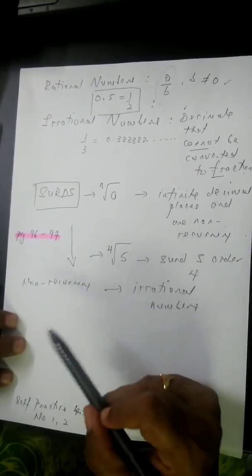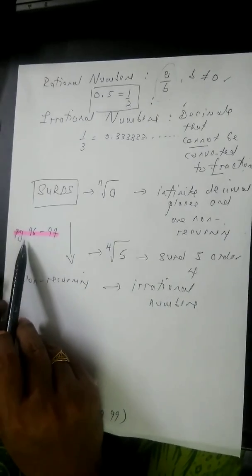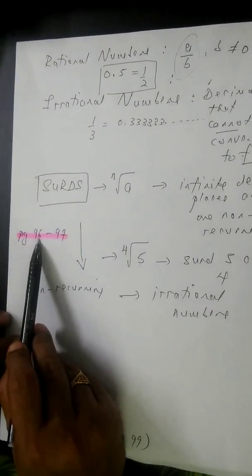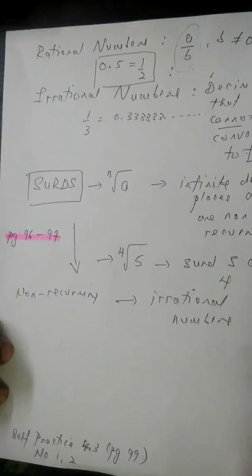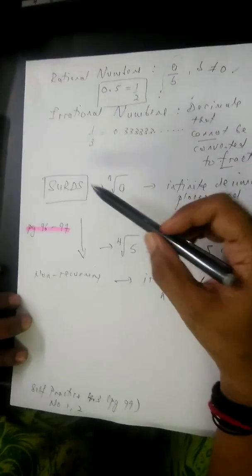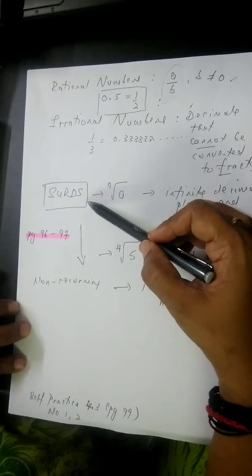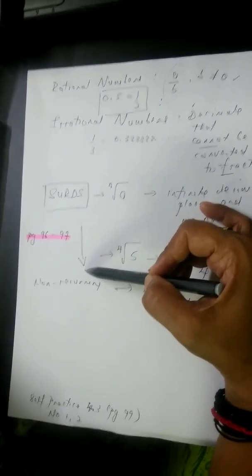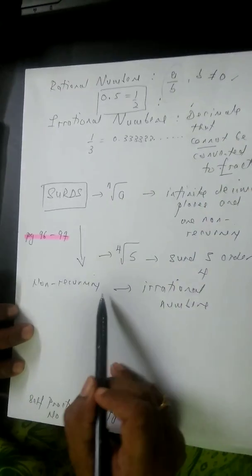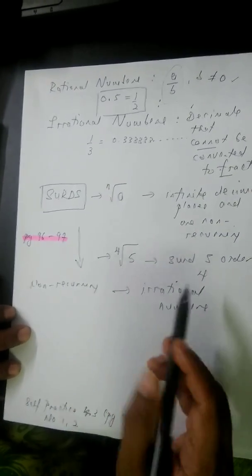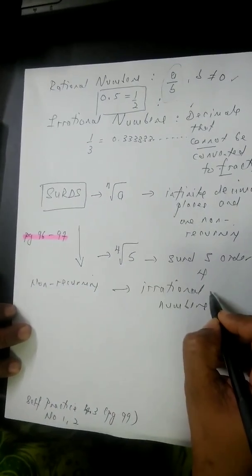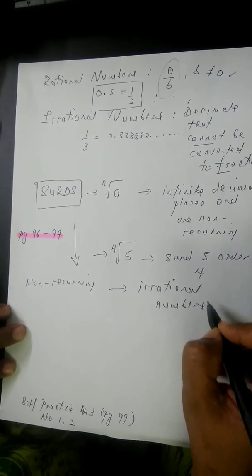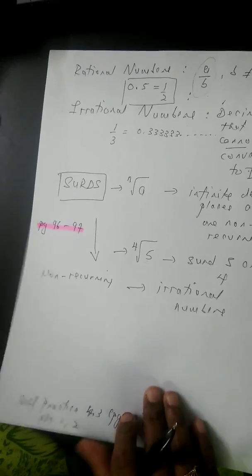For further information, you can refer to page 96 to 97 in your textbook. So coming back to surds, surds have non-recurring decimals, and that is why they're known as irrational numbers. So we take an example.